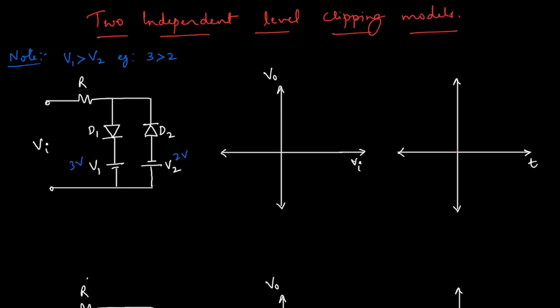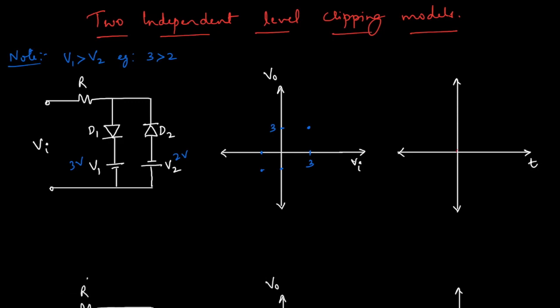So 3 volts, how is it to be marked? Because it is positive, 3 here and 3 here. So this is our 3 volts because it is positive. So we get this point, correct? And now this is 2 volts and it is negative. So we'll mark it somewhere here. So it is minus 2 Vi, sorry, minus 2 V0. So we get this point.